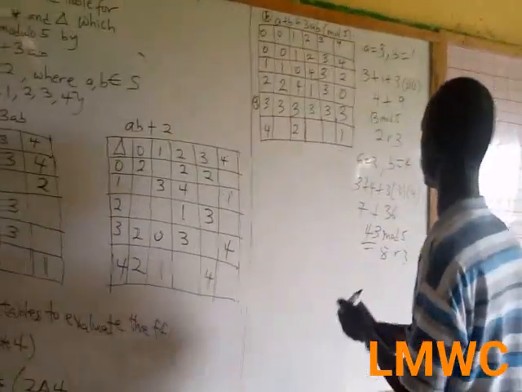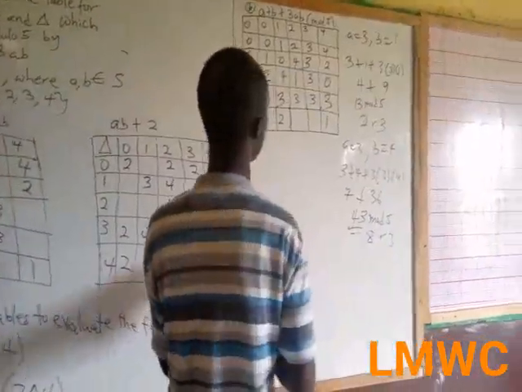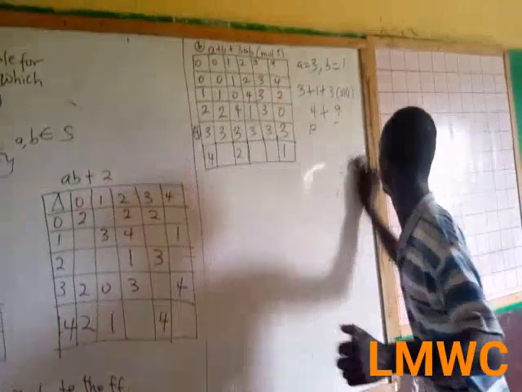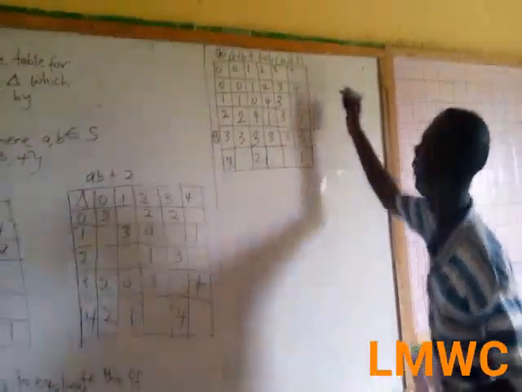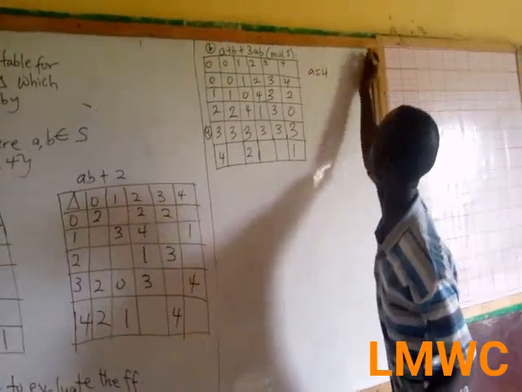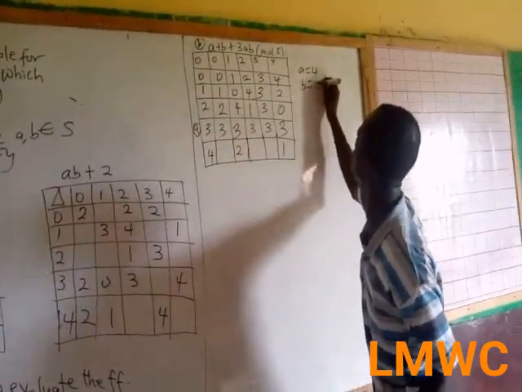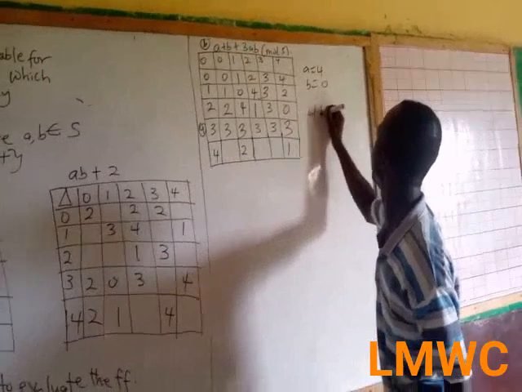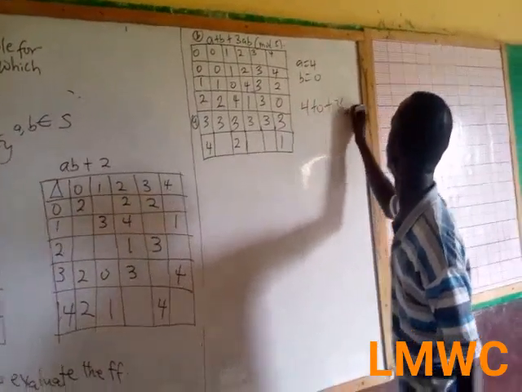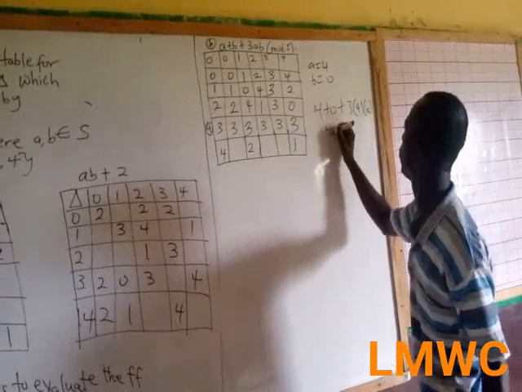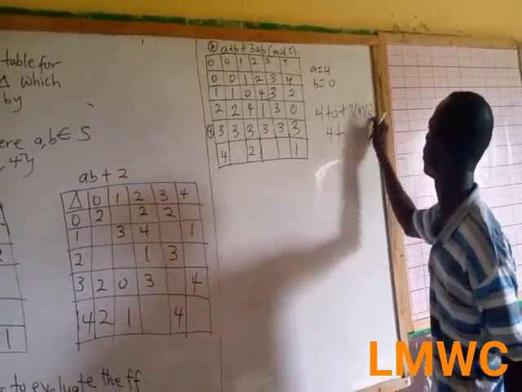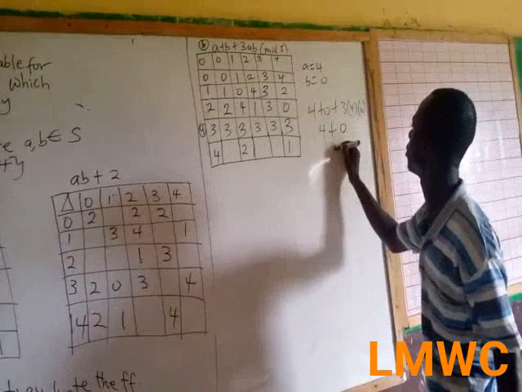Let's take the last row. So when A is equal to what? 4. B is what? 0. So 4 plus 0 plus 3 times 4, 0. 4 plus 0 is 4, plus 3 times this is 0. So 4 plus 0, we have 4.